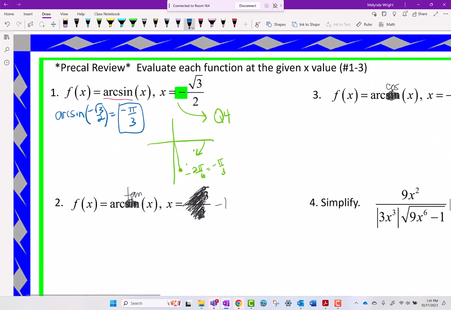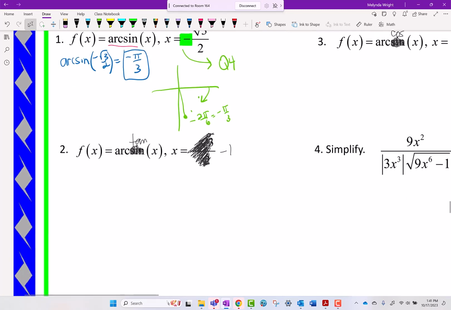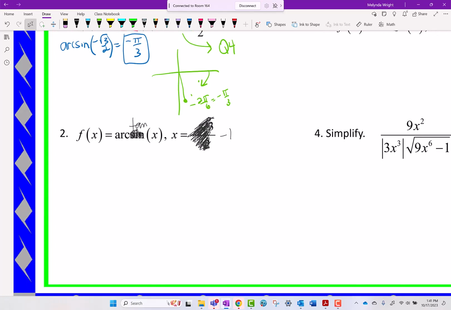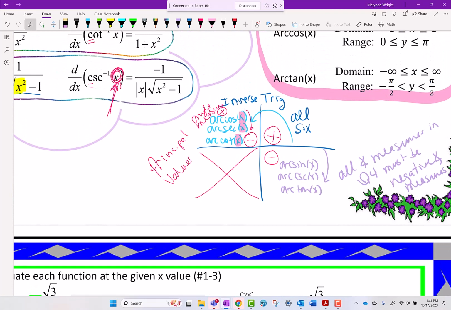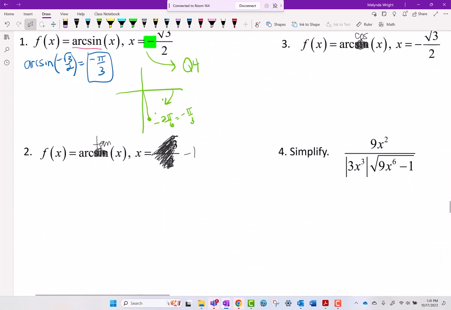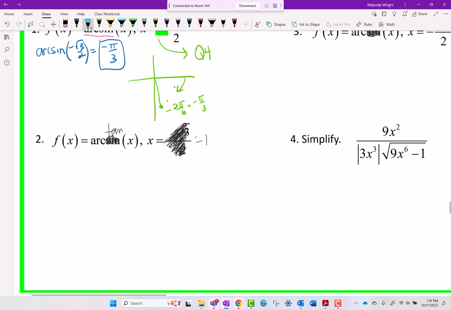Okay. Are we okay with that? Yes? Okay. Number 2. Arctangent of -1. Looking at our little drawing here, what quadrant should arctangent be when x is -1? Quadrant 4. This should be quadrant 4. Okay, so let's just make ourselves a note so we don't make a mistake. Because this is negative, this should be quadrant 4.